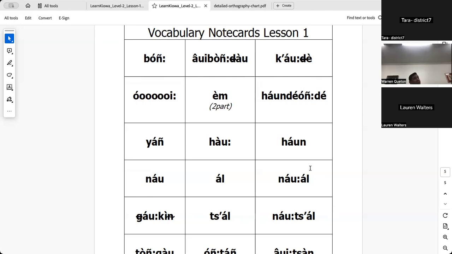Al. As in like no al or al. There you go. To or also. Yeah. And so the next word was no al. So what does no al mean? Me too. Exactly. Me too. That al is just a proverb, just adding on that piece.